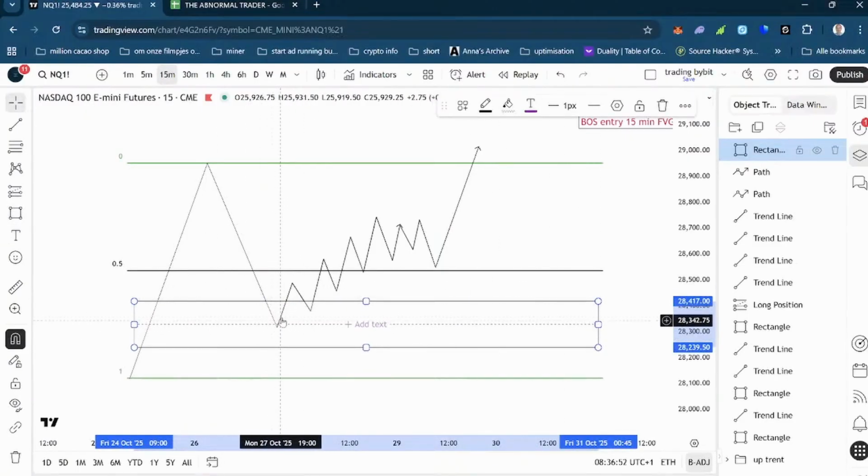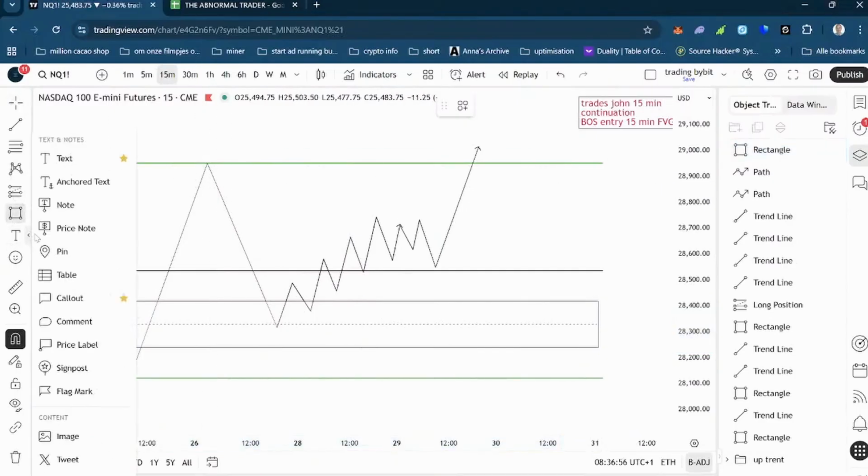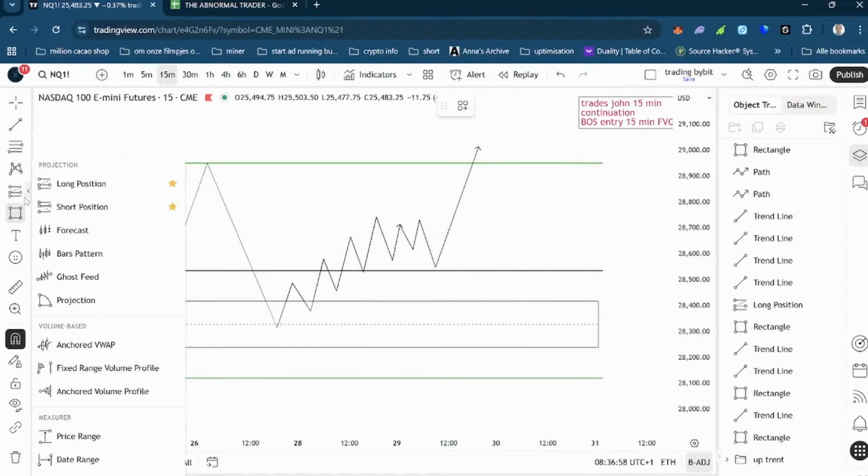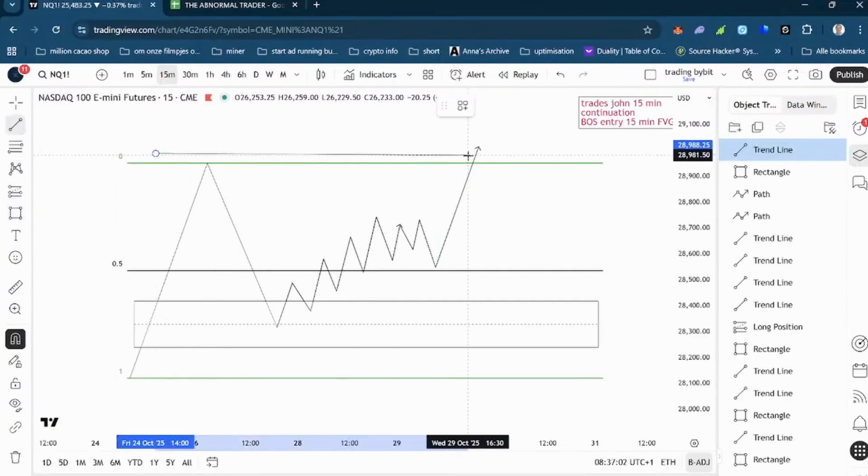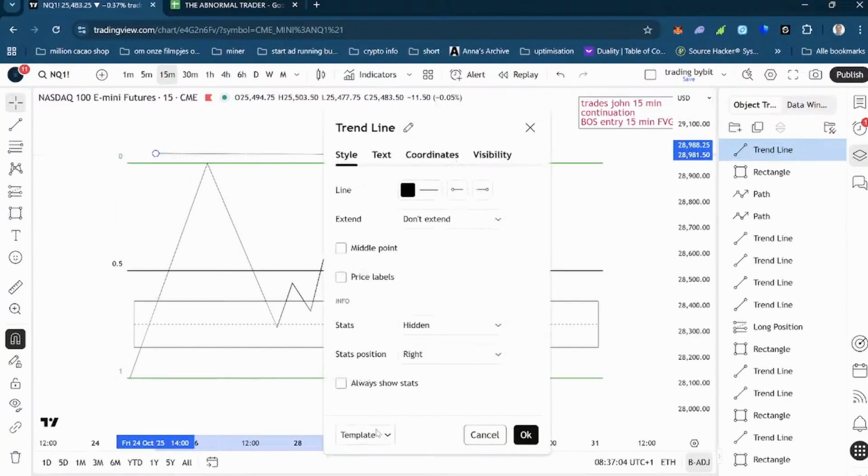After this entry, we go to an external level. So we need to take out, if the market continues to do the movement it should be doing, we take out an external level, because here we create that boss to the upside.